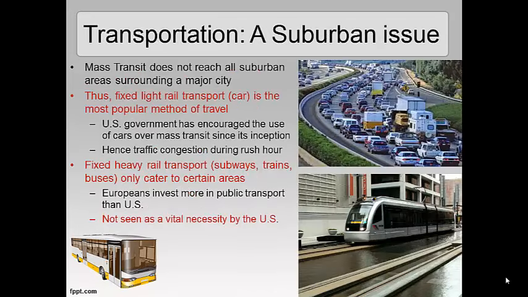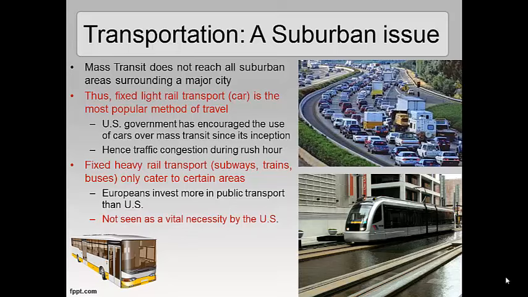All right, transportation. We talked about this briefly before in class, but mass transit doesn't reach all suburban areas. Sure, do trains go to suburban areas? Absolutely, they have certain stops, but to get to other towns, you might need to drive a car. So thus, a car is the most popular method of travel throughout the United States. In fact, the U.S. government actually encourages the use of cars over mass transit since its inception, and we'll talk more about that.